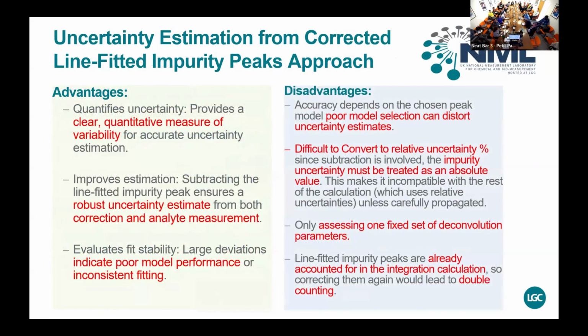Disadvantages are that if you have already selected the incorrect model from the beginning, it's going to distort your uncertainty estimates. Another thing is it's really difficult to convert it back into relative uncertainty percent, so you can put it back into your established uncertainty budget. You have to treat this type of approach differently, which can take up more time. Also, you're only looking at fixed parameters of your deconvolution. There won't be any variation. And as I mentioned earlier, your deconvolution already takes into account your line-fitted impurity peaks, so if we correct for it again, it could be double counting.